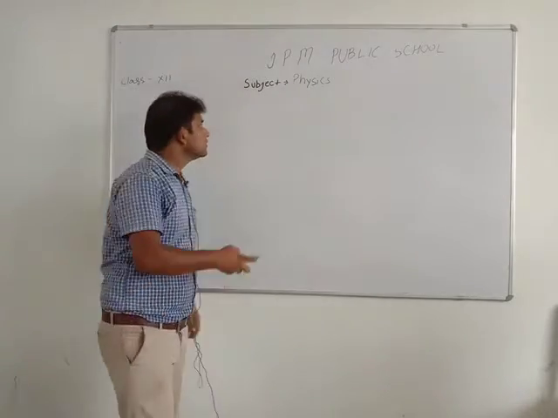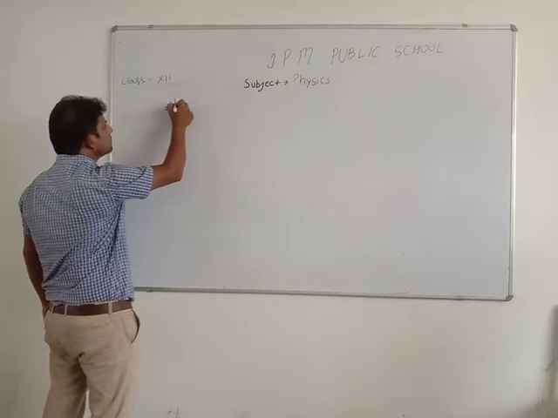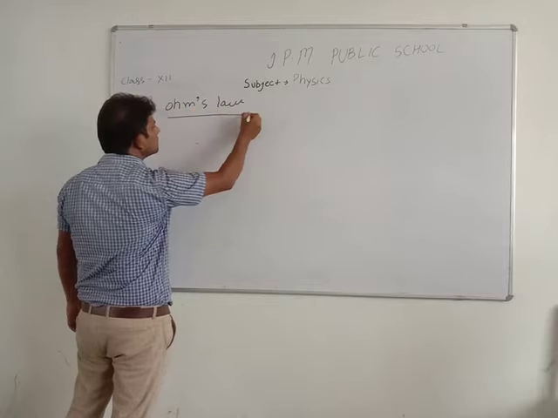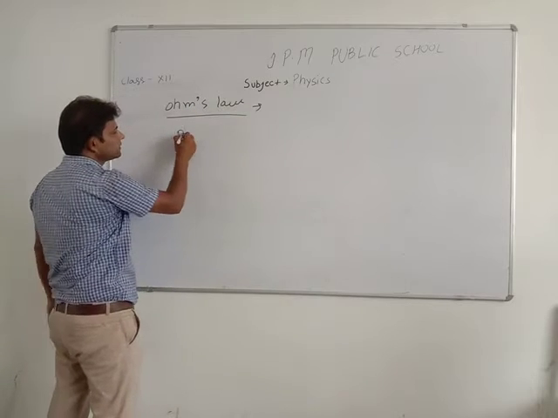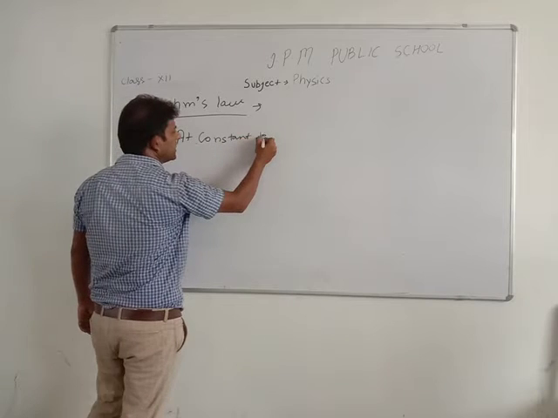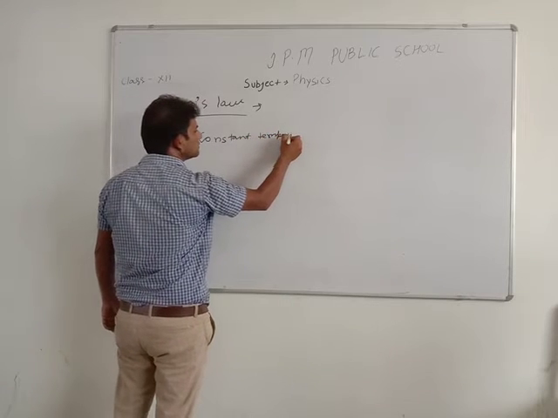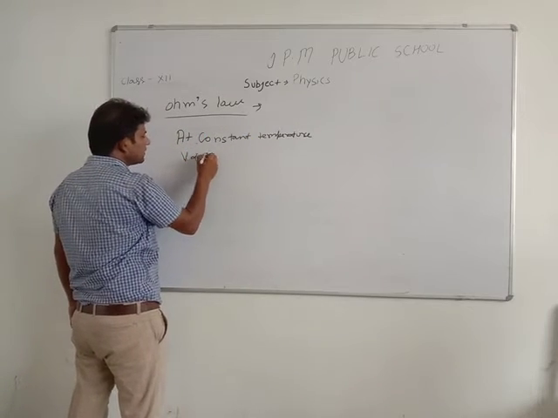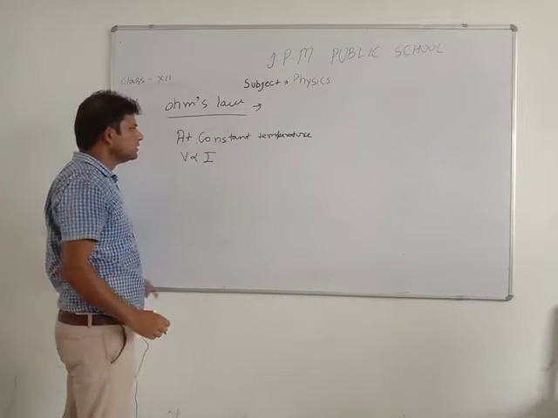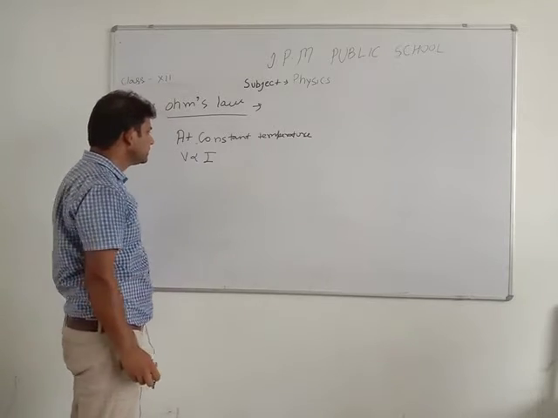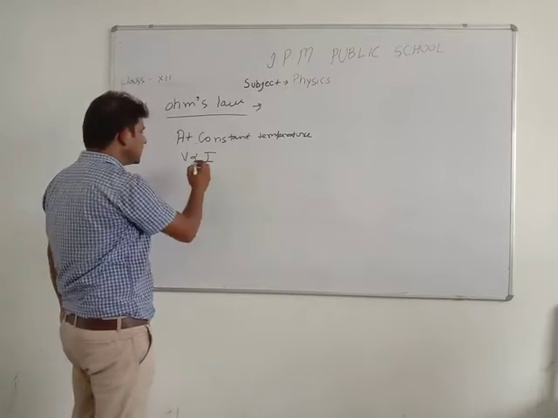We start class 12 physics and the name of the topic is Ohm's law and proof of Ohm's law. So firstly, Ohm's law: at constant temperature, V is directly proportional to I. It means if temperature is constant, then potential difference is directly proportional to electric current.